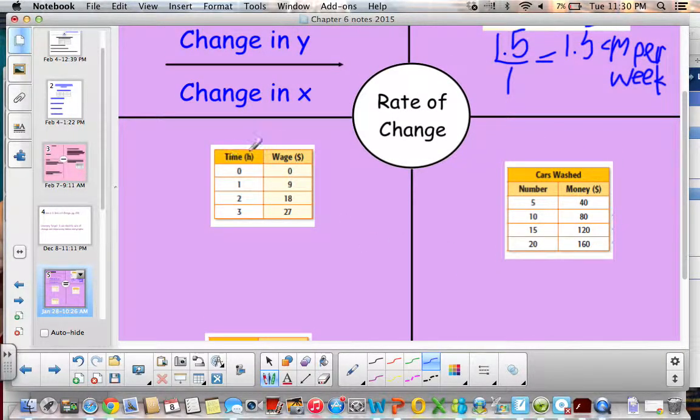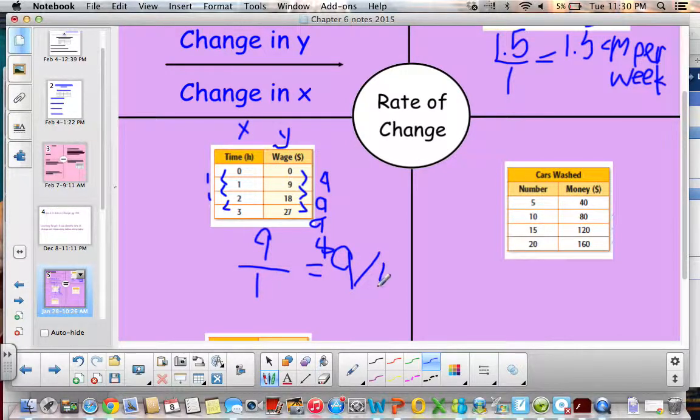So here we're comparing time and wage. So we can see here we're increasing by 9, and then 9, and then 9. Here again we're increasing by 1, 1, and 1. This is our x, this is our y. So our change in y is 9, our change in x is 1. So this tells us that we made, I'm assuming, $9 per hour.